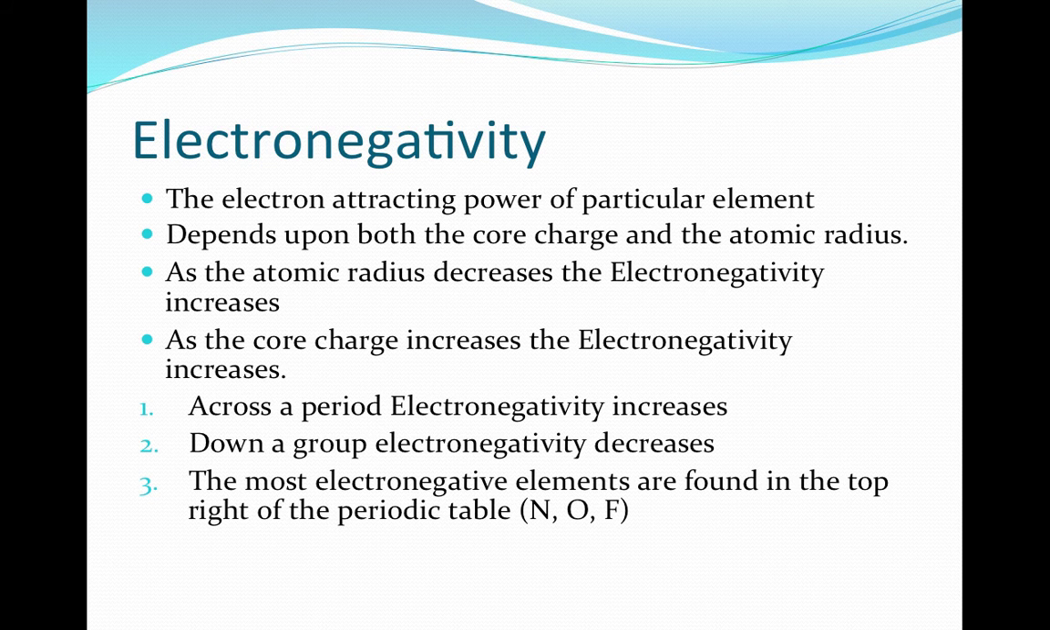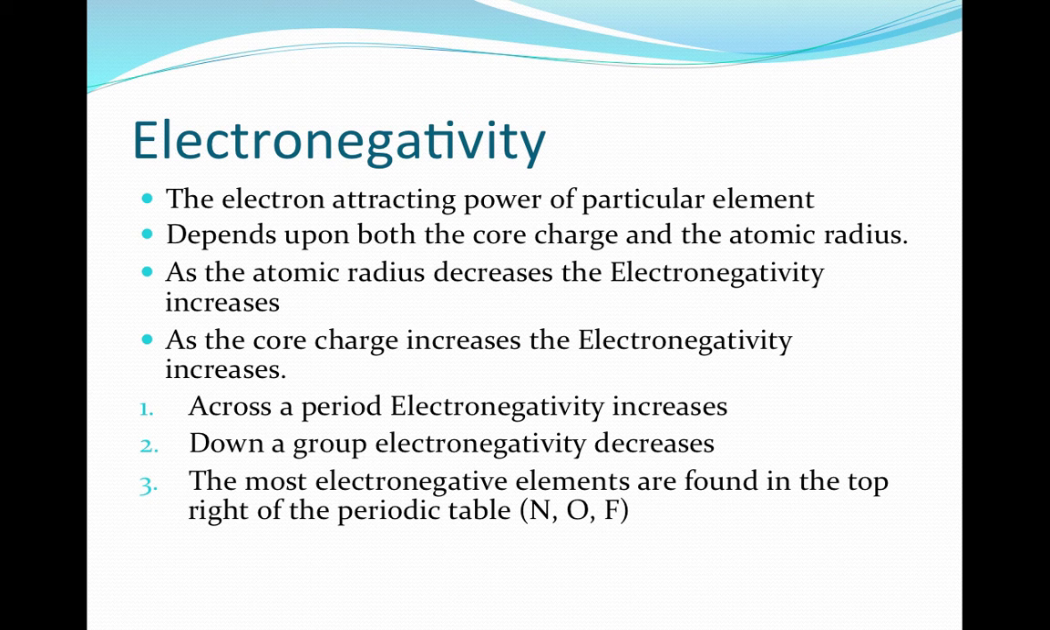Electronegativity. The electronegativity is what we call the electron attracting power, how strongly it can grab onto electrons, might be its own electrons, might be the electrons it's grabbing from somewhere else. It depends on the core charge and the atomic radius, which of course are linked together anyway. If the atomic radius is smaller, then it's going to have a big electronegativity, because the outer shell is going to be closer to the nucleus, so those forces of attraction are acting over a smaller distance and therefore are going to be more powerful.